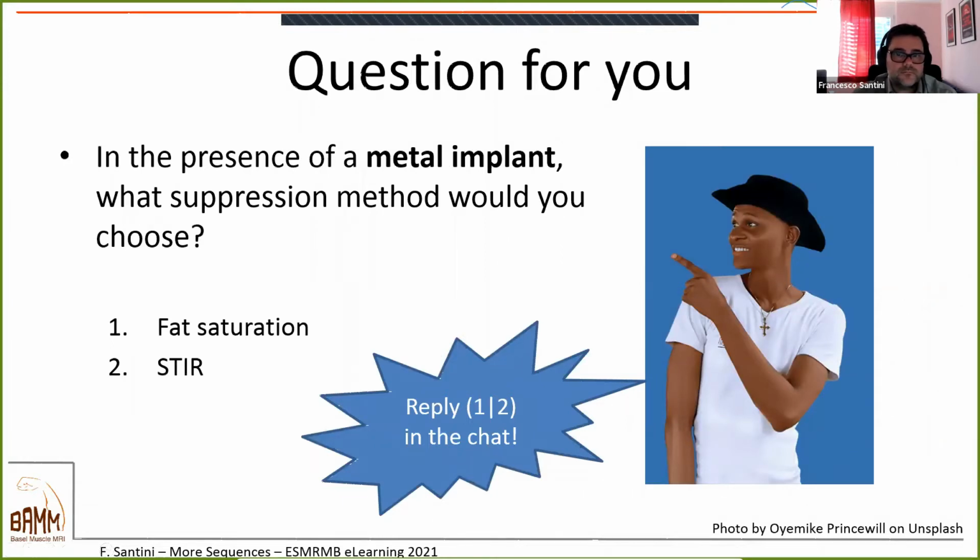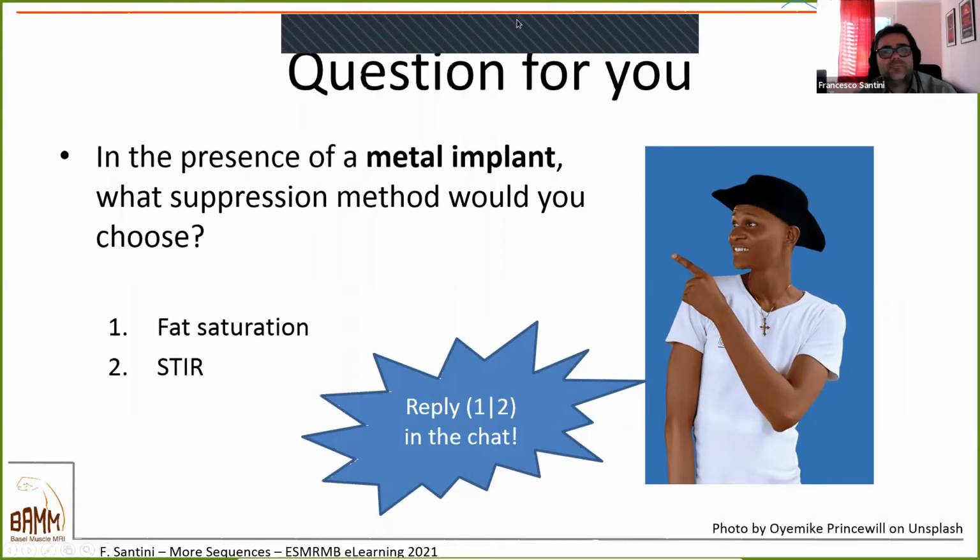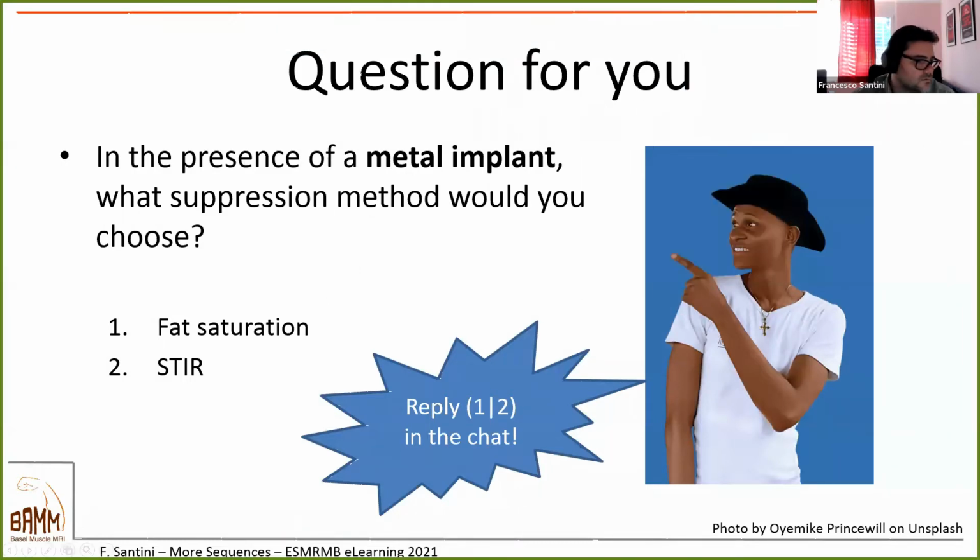Okay, so we've talked a little bit about the various methods, and about the characteristics of each. I have a question for you. If you have a metal implant, what suppression method would you use? Would you use a fat saturation method or a STIR method? Now I will open the chat myself as well. So I encourage everybody to just write 1 or 2.